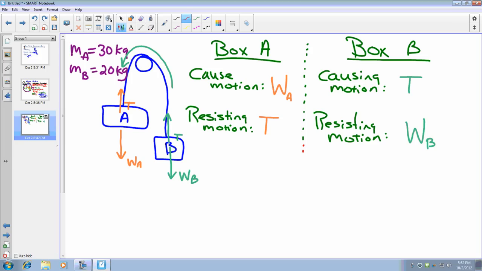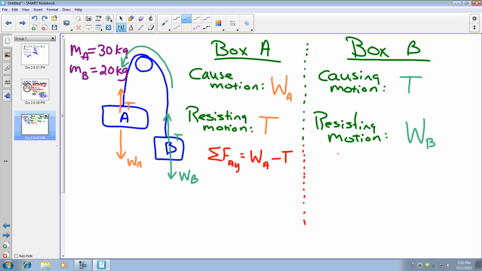That means if I continue this line down and I think about F net, or the sum of all the forces, let's stay consistent here. Let's say the sum of all the forces for object A only, and we know this is in the y direction, are going to be the weight minus the tension.